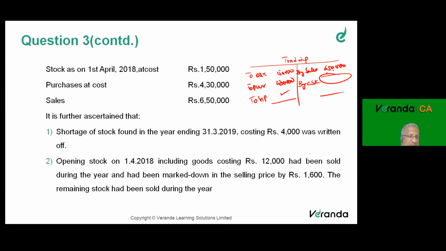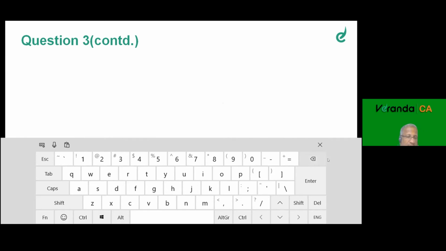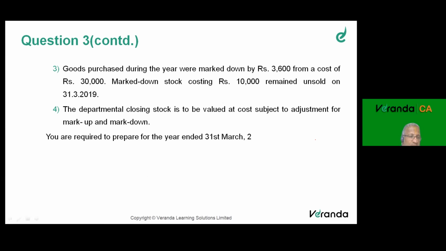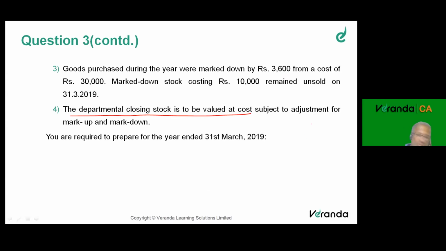They have not given us the shortage of stock separately either. They have just mentioned 4,000. They have mentioned here that stock should be valued at cost, subject to adjustment for markup and markdown.